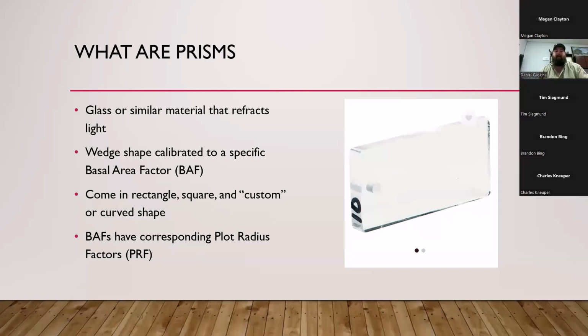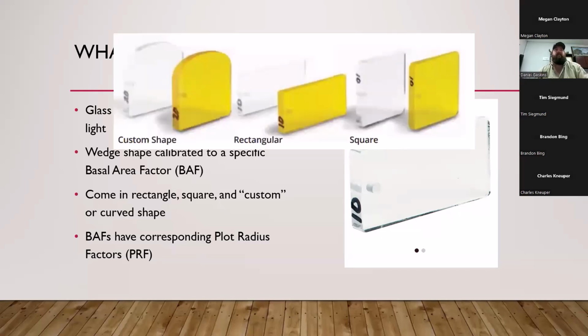And we're going to get into what that means, but they come in a few different shapes. These are just some of the general shapes. This, what forestry suppliers calls a custom shape, is the most common one I've seen used, but I know the others get used as well, depending on the situations. And then they have a corresponding what we call a plot radius factor, or PRF. So we're going to get into that too.